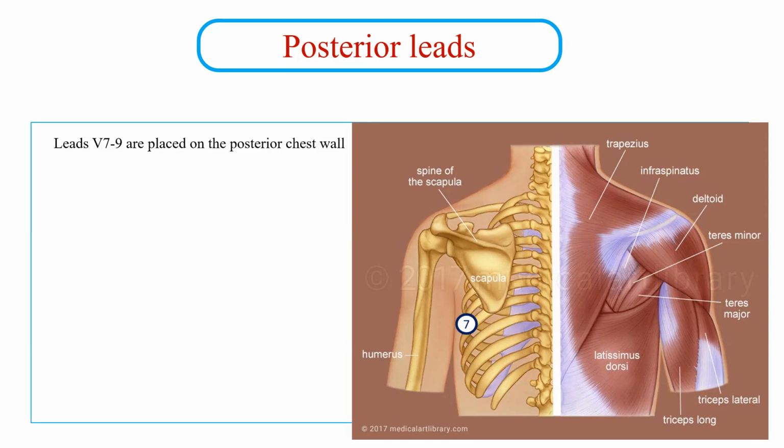V8 will be just below the tip of the left scapula, and V9 will be on the left parasternal region. And you just run the EKG.